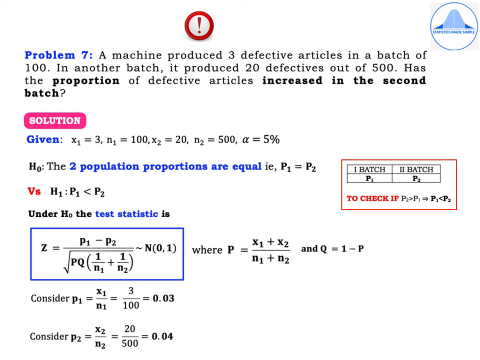Then write the test statistic. Z is equal to P1 minus P2 divided by root PQ into 1 by N1 plus 1 by N2, which follows normal 0, 1, where P is x1 plus x2 divided by N1 plus N2 and Q is 1 minus P. Now let us calculate the sample proportions. Small p1 is x1 by n1, that is 3 by 100, that is 0.03, and p2 is x2 by n2, which is 20 by 500, that is 0.04.